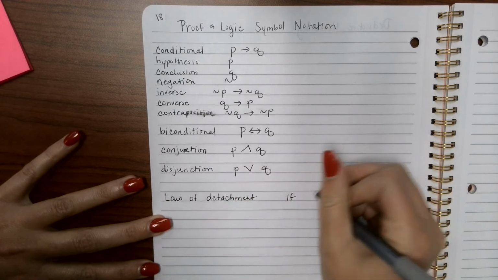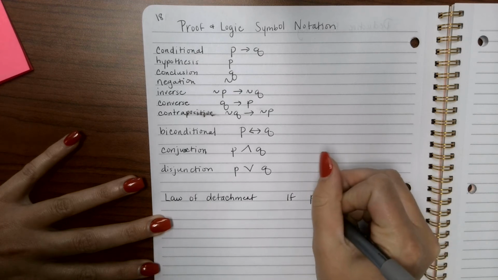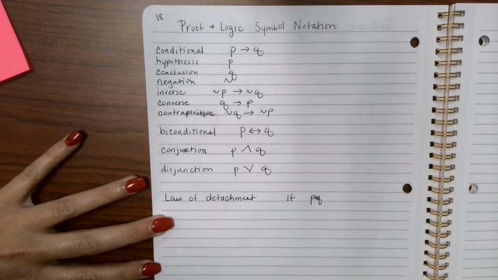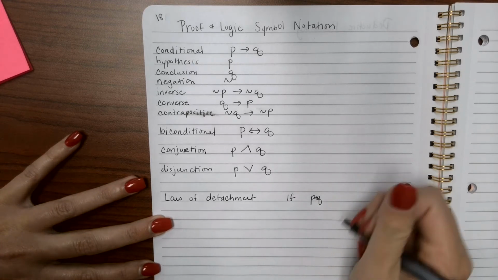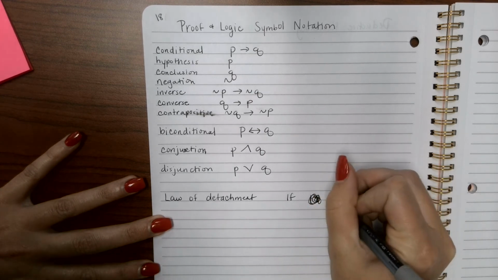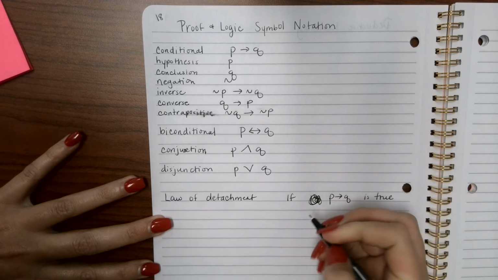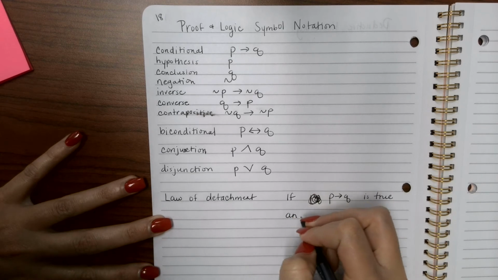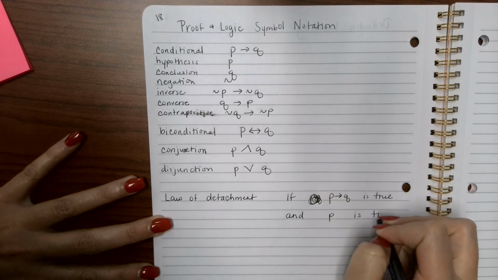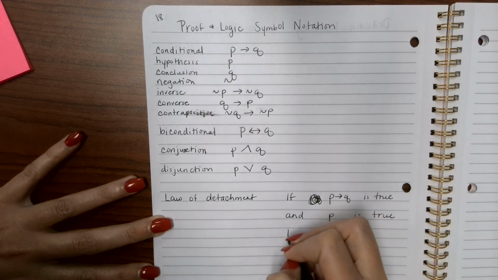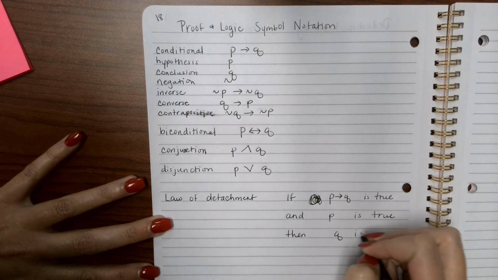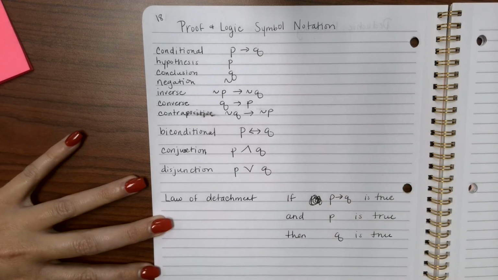says if you have P going to Q, and that is true. So if P, sorry, this is a little sloppy. If P, then Q is true, and P is true, then Q is true. So if P going to Q is true and P is true, then Q is true.